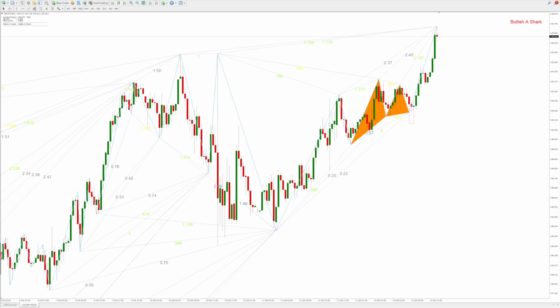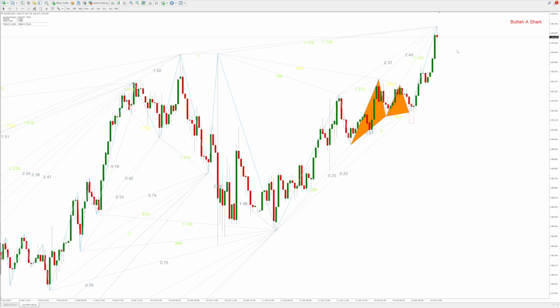I'm using an indicator which automatically detects these shark wave patterns for you. You can usually find an indicator depending on the platform that you're using. Here I'm using the MT4 trading platform, but whether you're using cTrader, TradingView, or any other platform, MT5, you can find an indicator that will help you to detect these bullish and bearish harmonic shark patterns.